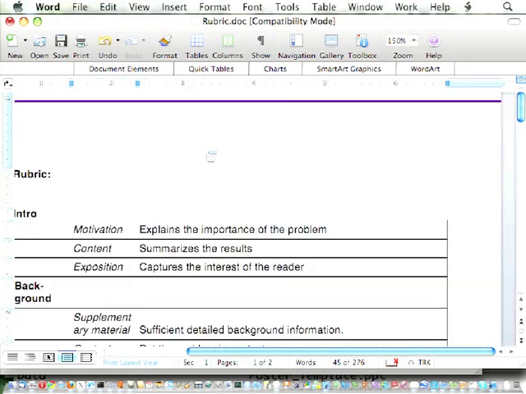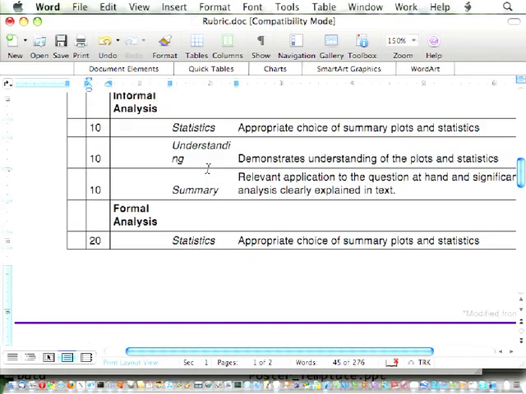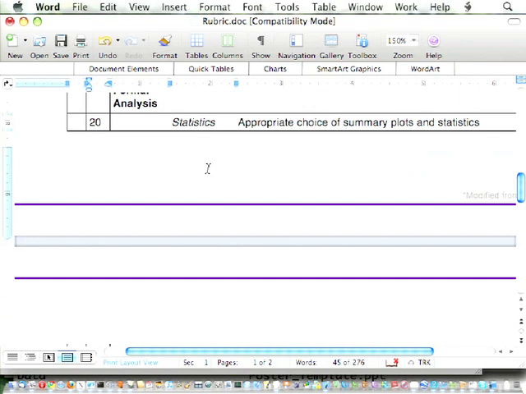By the way, these top 3 things across the top are poster templates, and I'll be posting those for you to help you come up with it. So here's the rubric, all the 5 parts. Notice there's a lot of emphasis on the plots, the informal analysis, and the formal analysis.